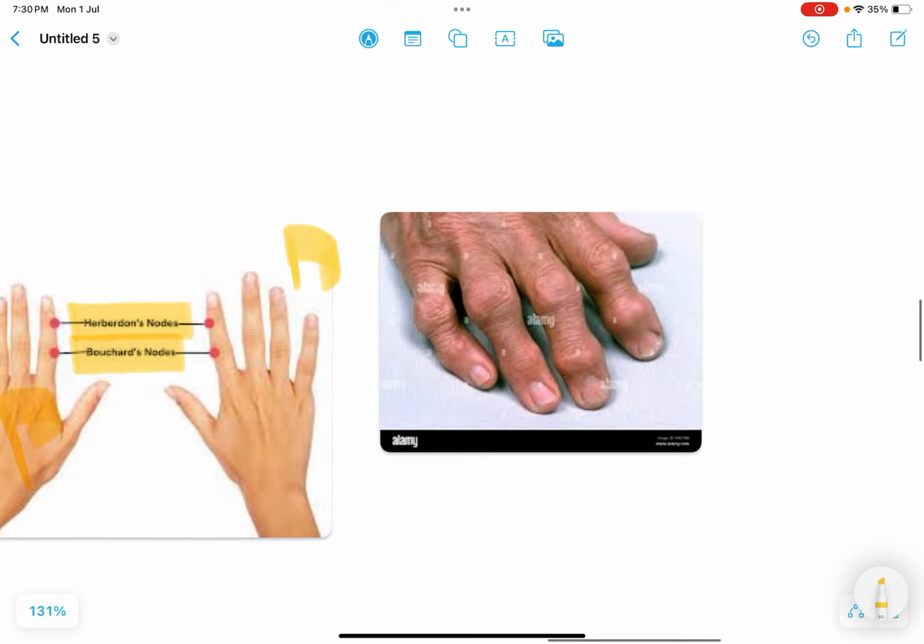So, yes, this is the proximal joint. This is the distal joint. Proximal joint, we have Bouchard's node. Distal joint, we have Heberden's nodes.